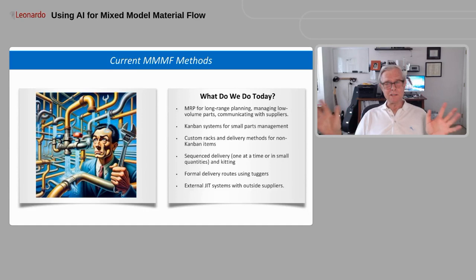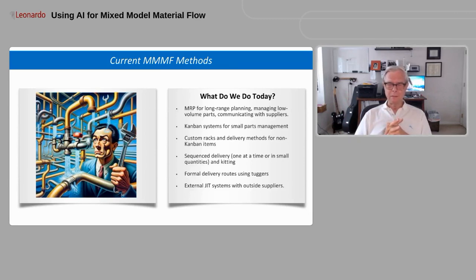Well, Kanban works, but you have to have a robust process in place and follow it. So Kanban systems is something we use today prior to AI. And then we have non-Kanban delivery of material to the points of use. So custom racks would be a common way of delivering certain kinds of parts like sheet metal, hoses, different oddly shaped things that don't fit into a box. We have some other custom ways of delivering that.